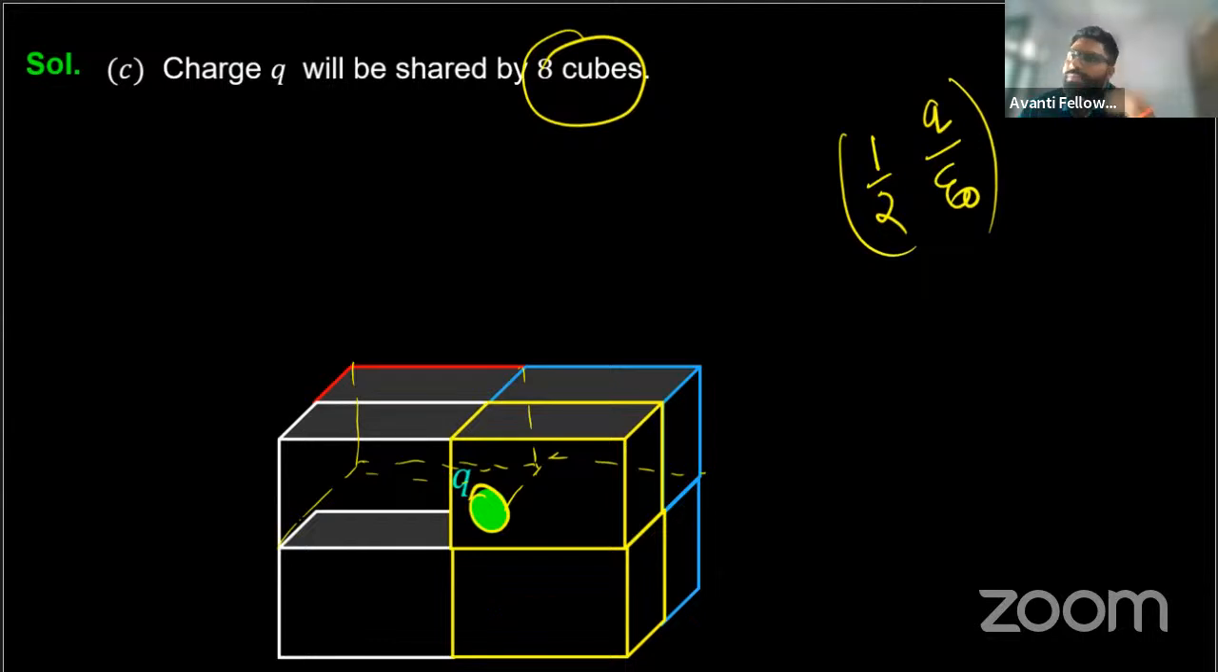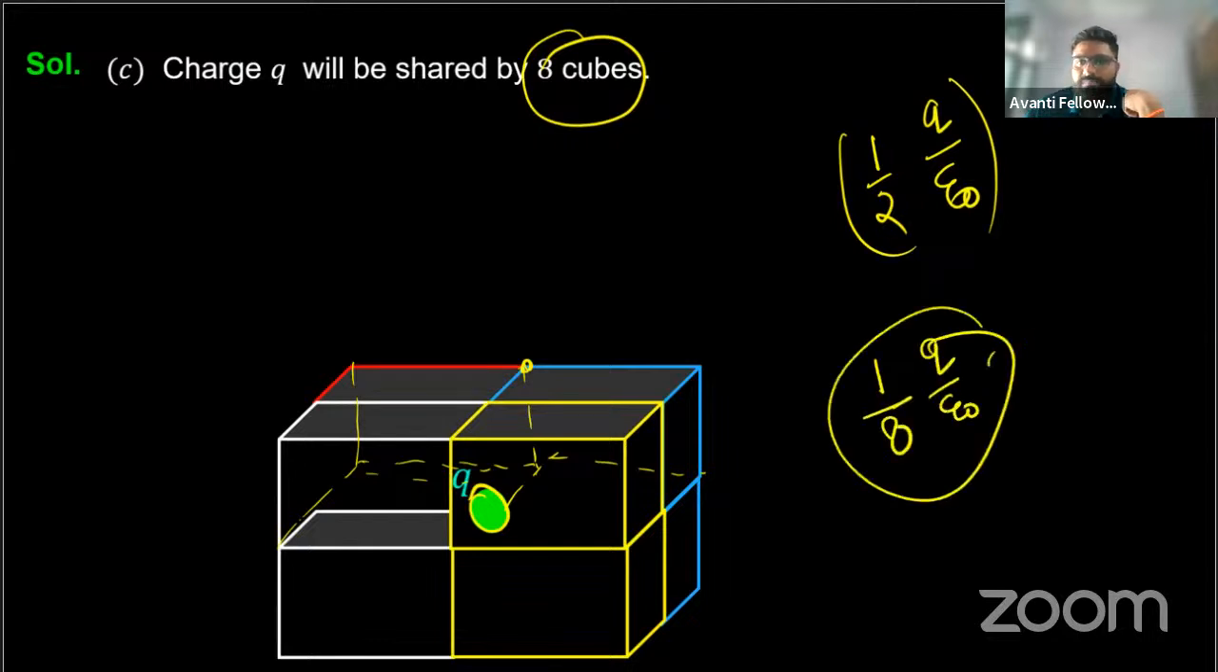In case of a corner, how many cubes do you require? We require 8 cubes, because the number of corners is 8, so 8 cubes are required to cover that charge. So the flux through each cube will be q upon epsilon naught times 1/8. Which means if a charge is placed at the corner of a cube, then only 1/8 of the flux will pass out of that cube.